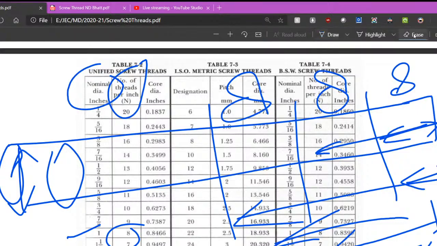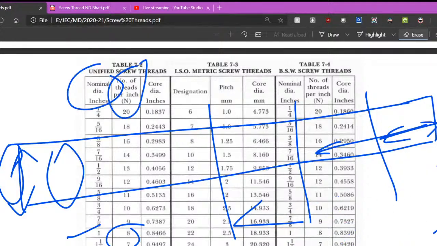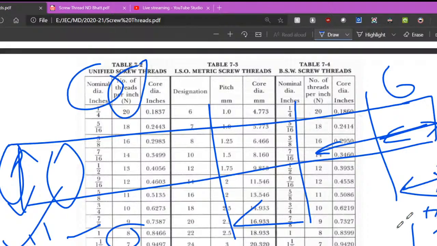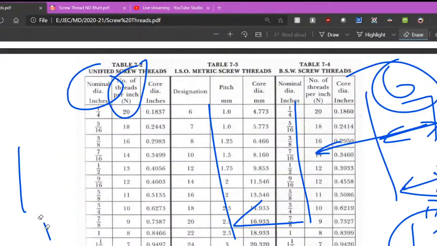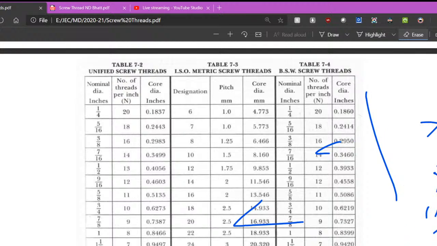So based on this, if you are taking nominal diameter 1.5 inch, then in 1 inch you have to cut 6 threads. In 1 inch you have to cut 6 threads. So this table is helpful, you have to refer to this table.